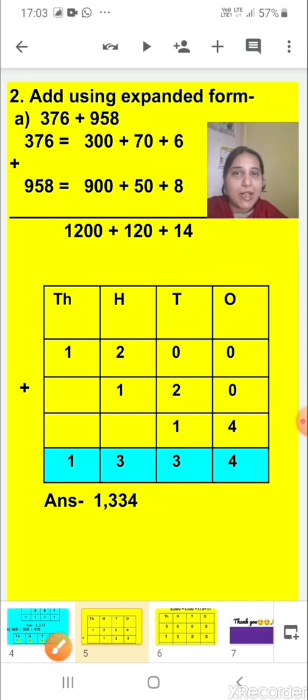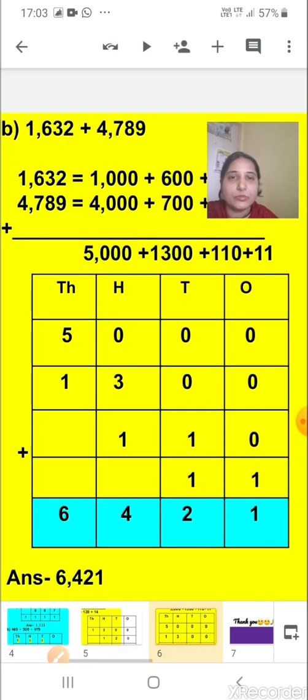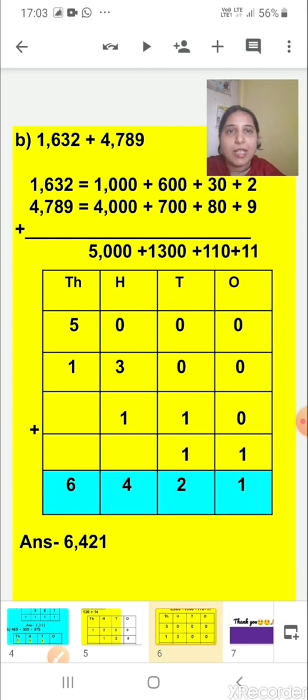Got it? So how did we do that? First we wrote the expanded form of each number and then we added them, and when we got their different values, there we had 14 plus 120 plus 1200, that we added separately to get the sum 1334. Got it? Now let's move to the next sum, which is number B.